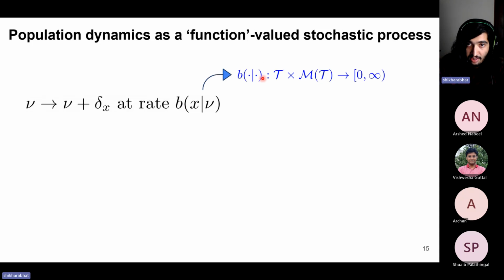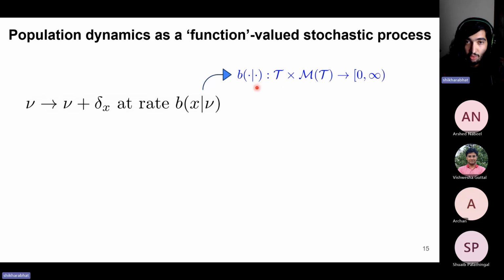It takes in two arguments. The first argument is a number. It is a trait value. The second argument is a function. It is the population. And it outputs some rate, that is a number between 0 and infinity.